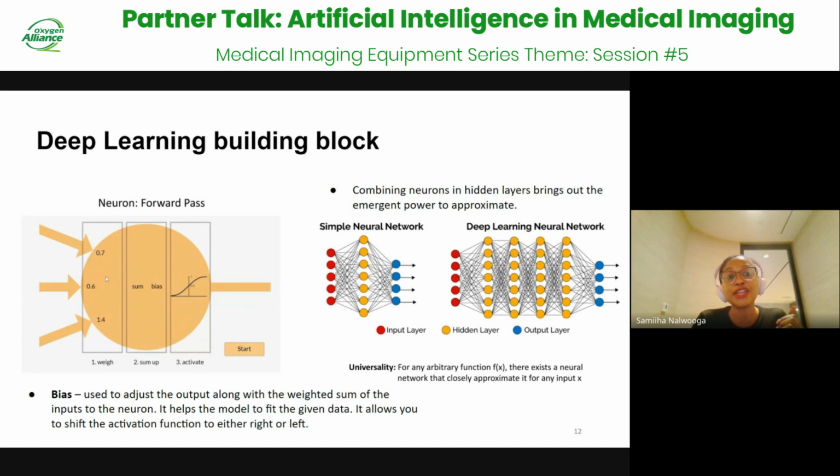If you get several of these neurons and stack them together sequentially, you'll be able to get a simple neural network. A simple neural network would have the first layer, which is the input layer, then the hidden layer as well as the output layer. Then if you go on increasing the layers containing neurons in this network, that is when we form a deep learning neural network. So that's the building block of deep learning.